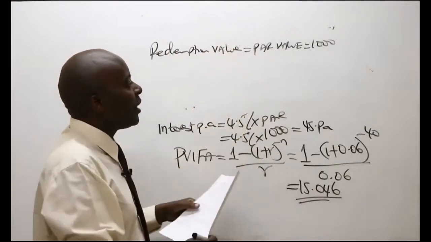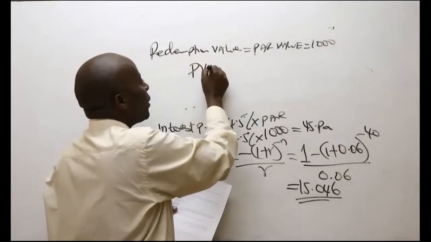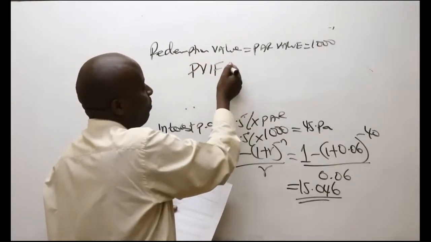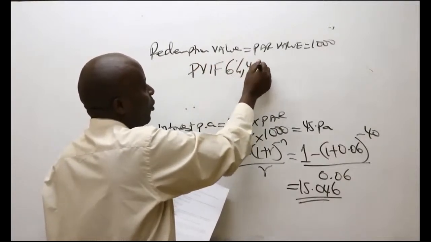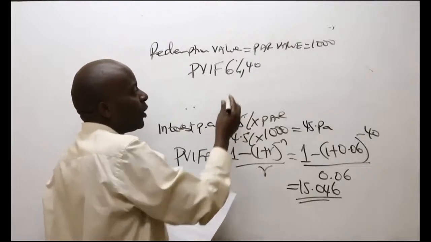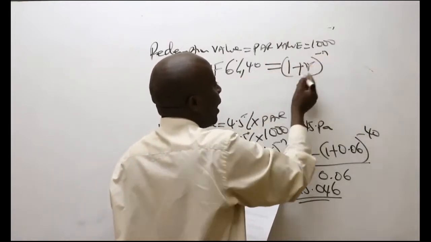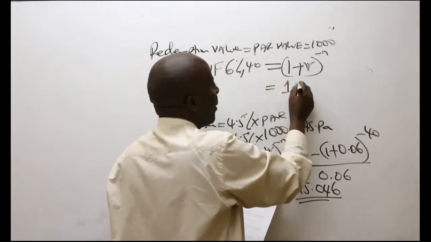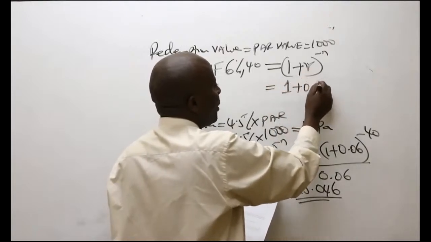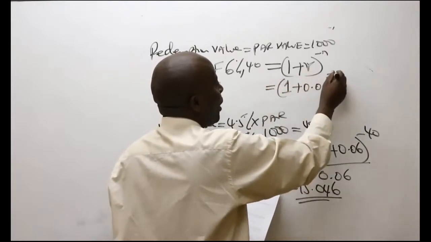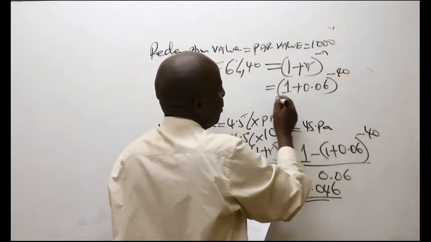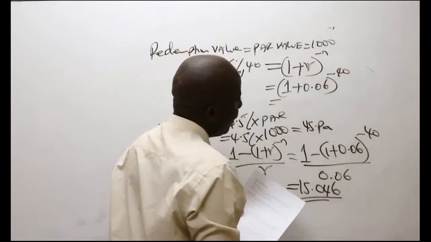So in this case, we need to discount this using the PVIF. PVIF at 6%, 40th period. So this will be 1 plus R raised to negative n. This will be 1 plus R, which is 0.06, raised to negative 40.